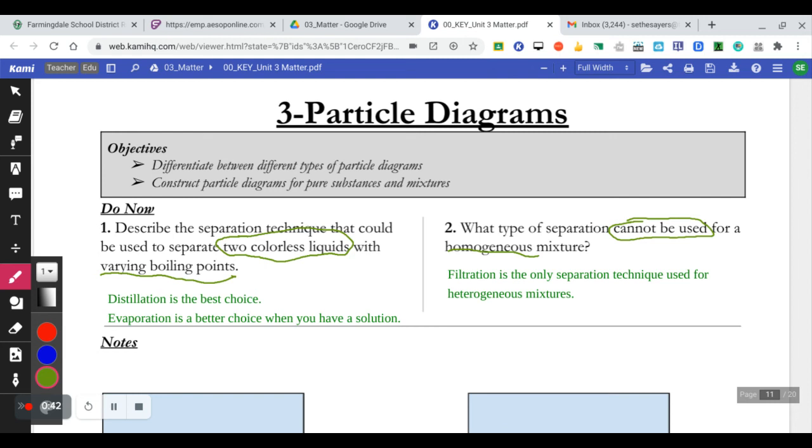2. What type of separation cannot be used for a homogeneous mixture? So your keywords here are cannot be used for homogeneous mixture. All the separation techniques that we talked about in our previous lesson, with the exception of filtration, were for homogeneous mixtures. So filtration is the only separation technique used for heterogeneous mixtures, such as sand and water, or something where you can filter out, like coffee grounds and coffee.